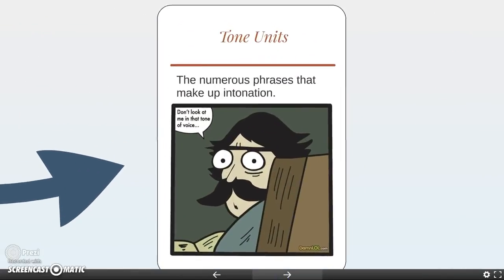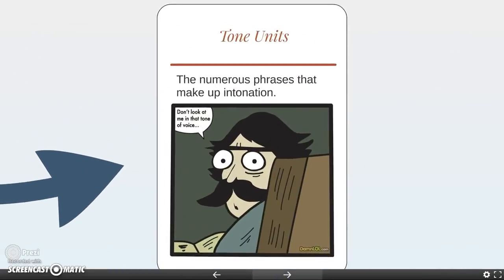Now, when we have tone units, these are the numerous phrases that make up intonation. Basically, within sentences, any phrase that you have can be considered a tone unit. Now, this isn't a big part of the partial, so we're not going to focus all that much on it. Just remember, phrases that make up a sentence.